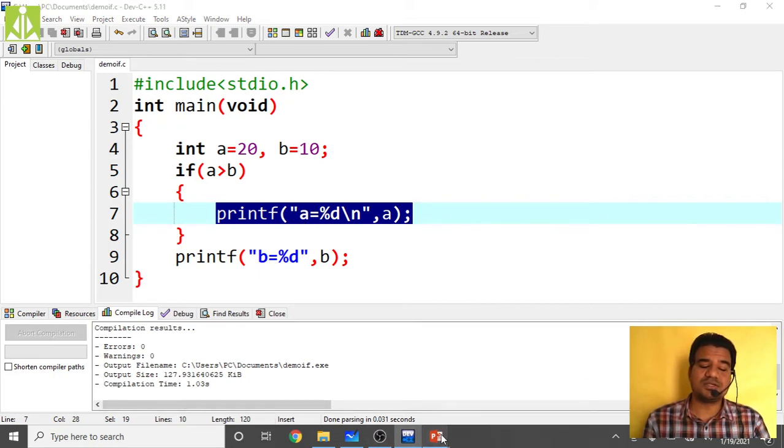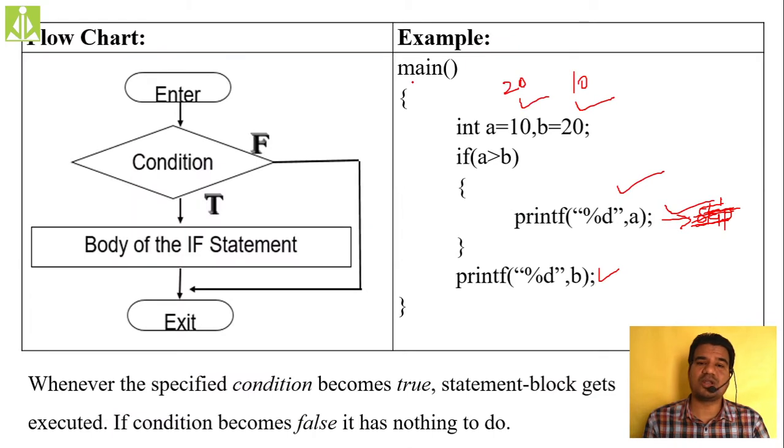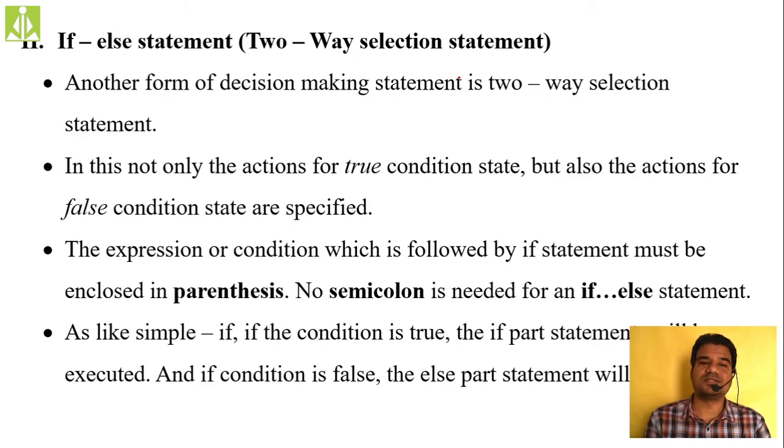The next type of decision making statement, or conditional statement, or control statement, we have is the if else statement. The if else statement is a two-way selection statement. We are going to have two alternate paths, and it is also a condition based statement. Based on the condition behavior, whenever my condition becomes true, it will select the true path, and whenever my condition becomes false, it will select the false path.